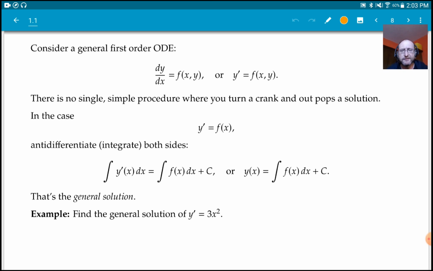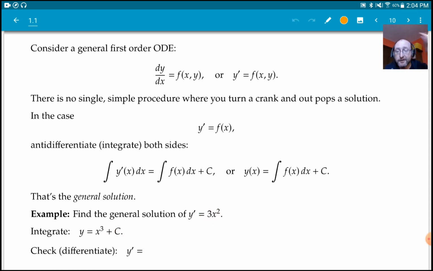So let's do an example of this. Let's find the general solution of y prime equals 3x squared. Presumably you can just guess this, but let's write it out in more detail. So we integrate both sides. The antiderivative of 3x squared: it's the power rule. If you undo the power rule, you get x cubed. That's precisely the derivative of x cubed. And I add the plus c.